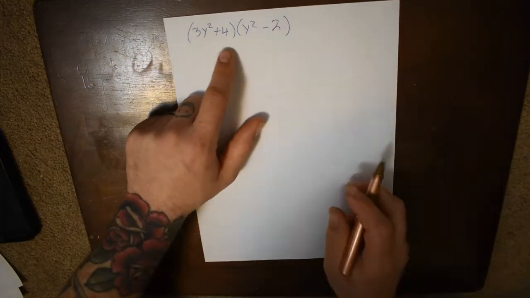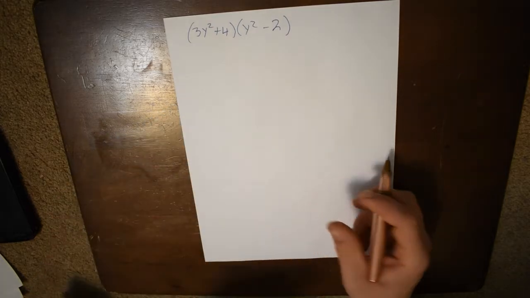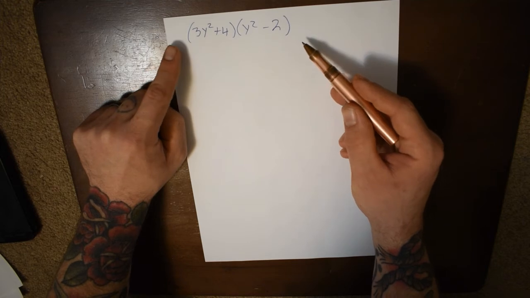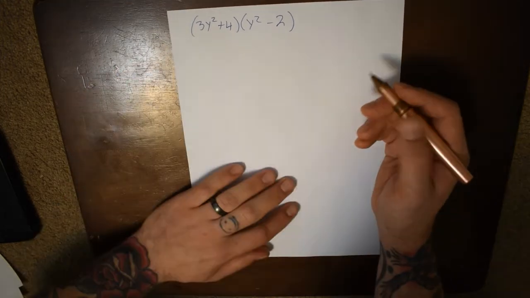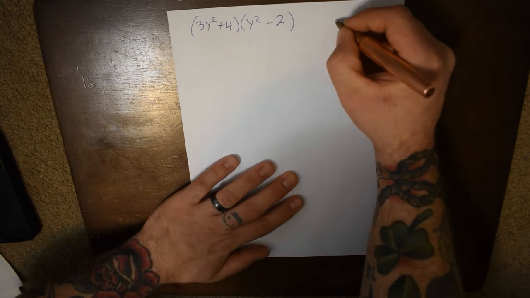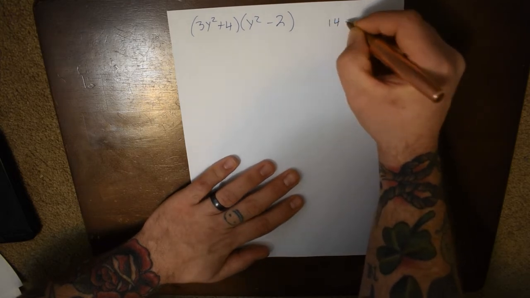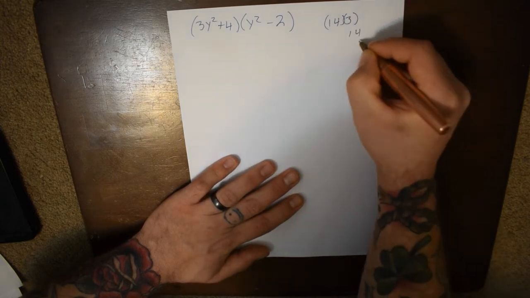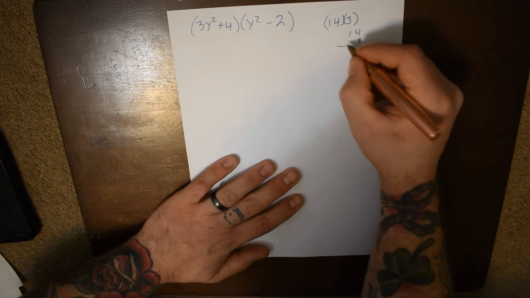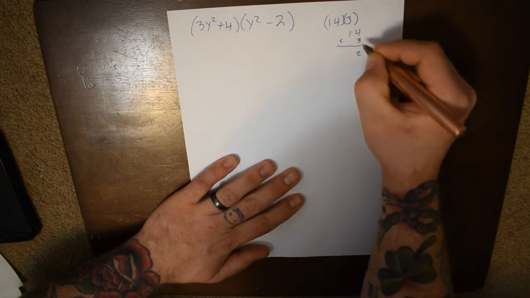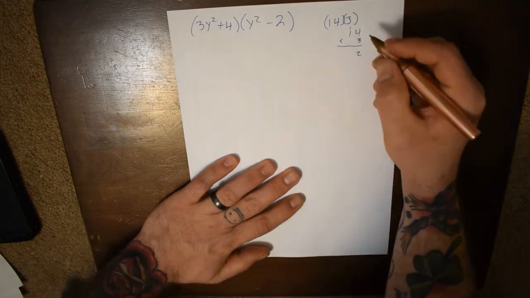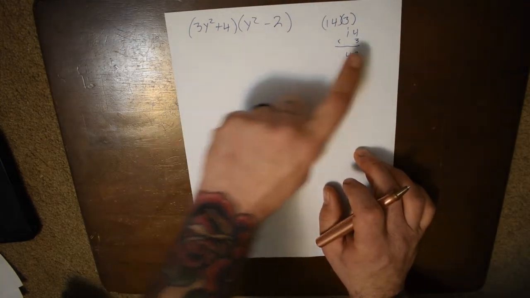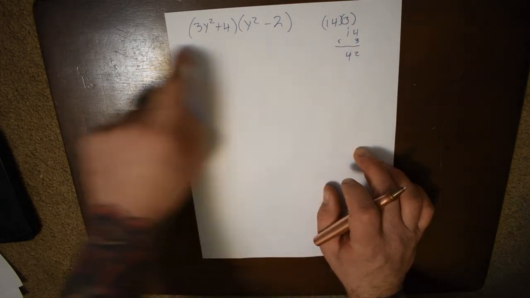So we'll talk about FOIL in a couple examples. I want to show you a different method you can use for multiplying these two binomials together. Kind of like how if we wanted to multiply, say, 14 times 3, we could put 14 on top and 3 on bottom, draw a line, and we'd multiply. 4 times 3 gives us 12. 3 times 1 is 3 plus 1 gives us 4. Well, we're going to do something that looks similar to this with these binomials.